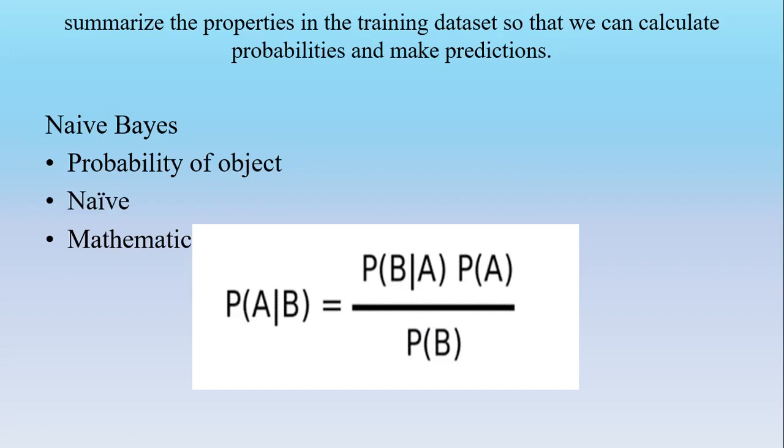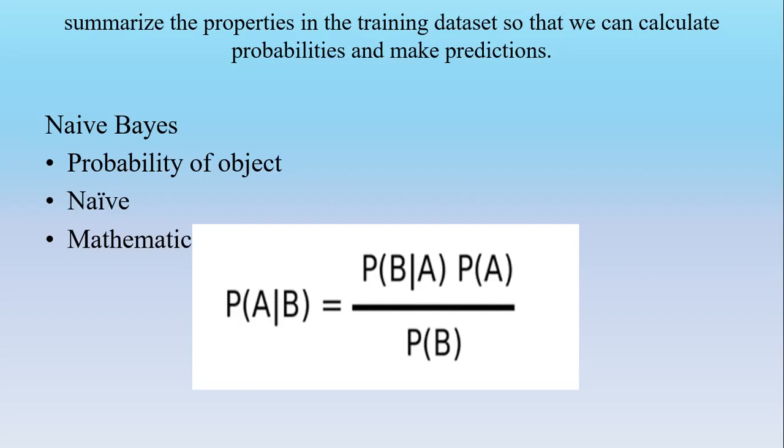Now moving to the second operation: summarize the properties in the training dataset so that we can calculate the probabilities and make the predictions. Here we have to understand what Naive-Bayes is. Naive-Bayes is a probabilistic classification method based on Bayes theorem. What is Bayes theorem? Bayes theorem provides a relation among the probabilities of two events with their conditional probabilities. A Naive-Bayes classifier considers that the existence or non-existence of a specific feature of a class is not related to the existence or non-existence of any other feature.